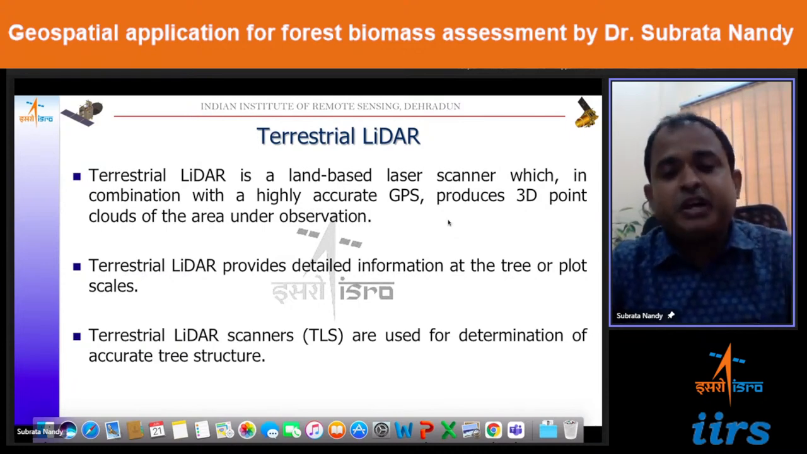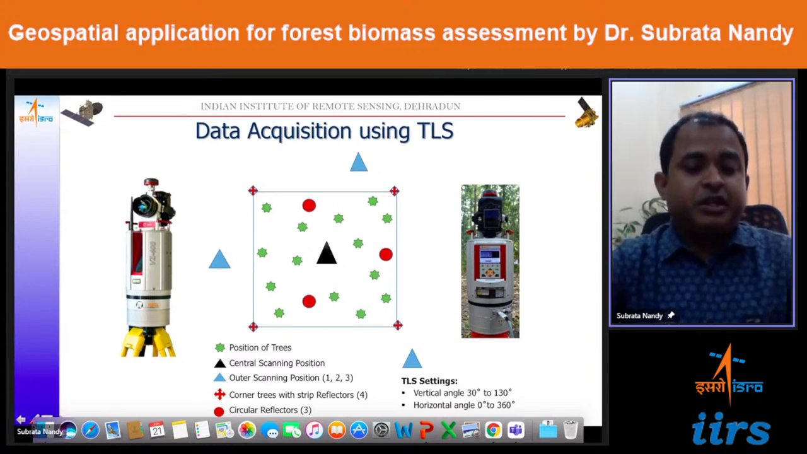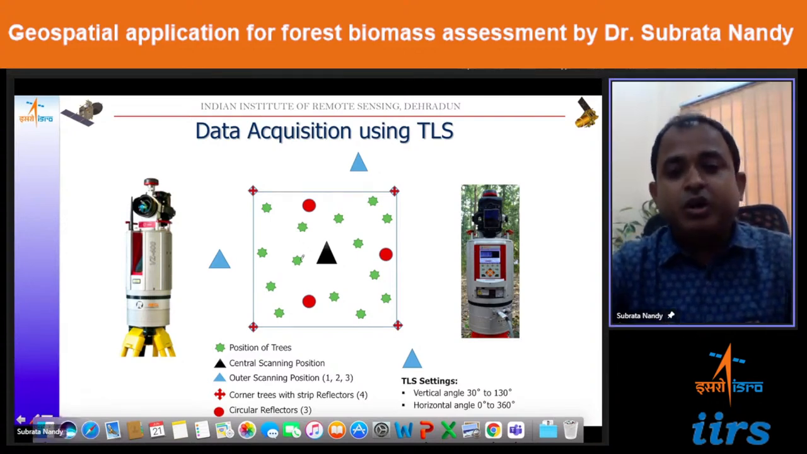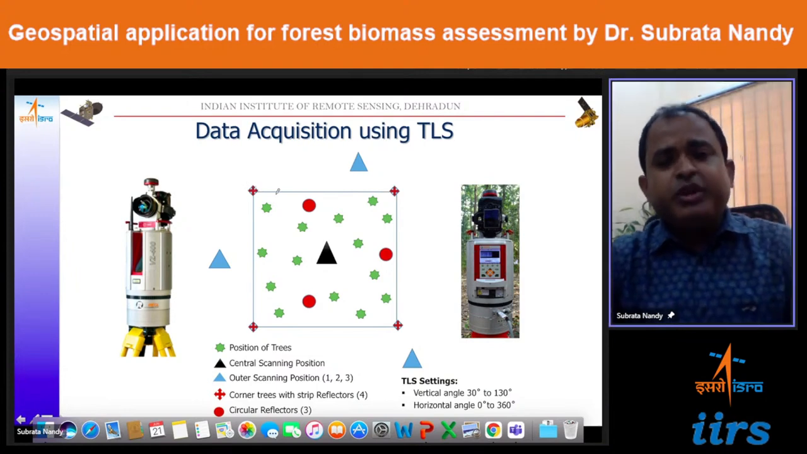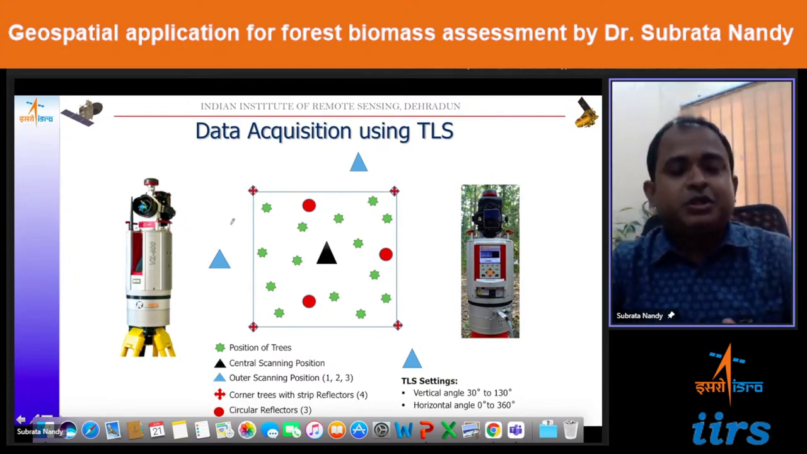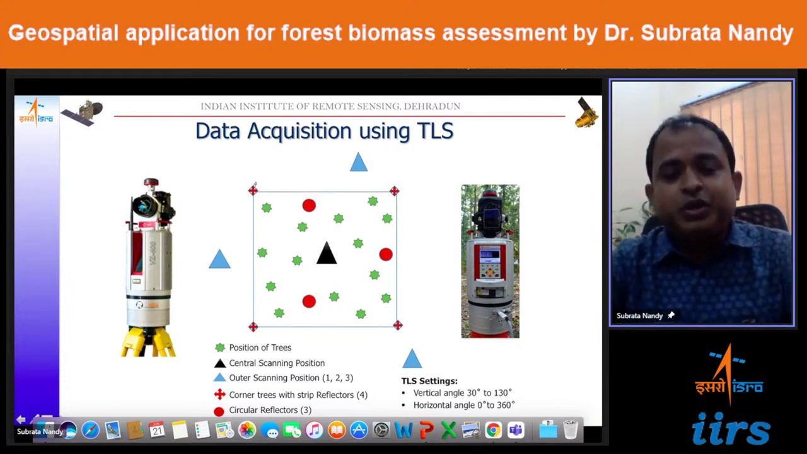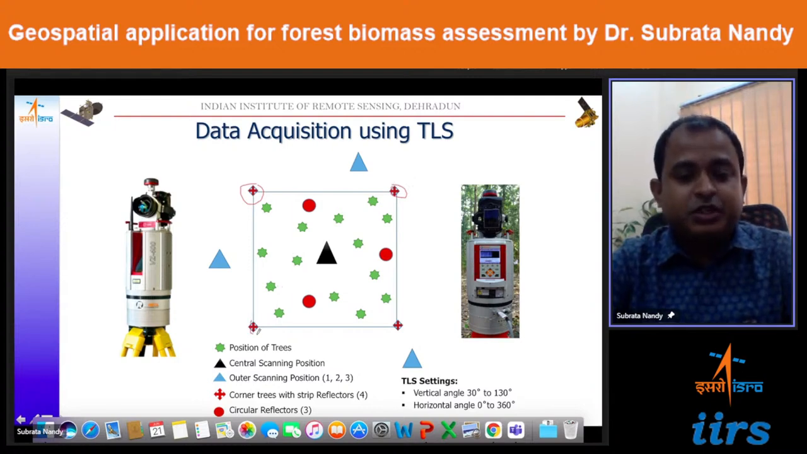Now, how do we operate in a forest area? Let us say, suppose we are in a forest area like this. When you are in a forest area, you are surrounded by trees. Anywhere you are standing, you are surrounded by trees only. So what do we do? Basically, we mark a plot and mark the corner trees with reflectors, so that we can identify.